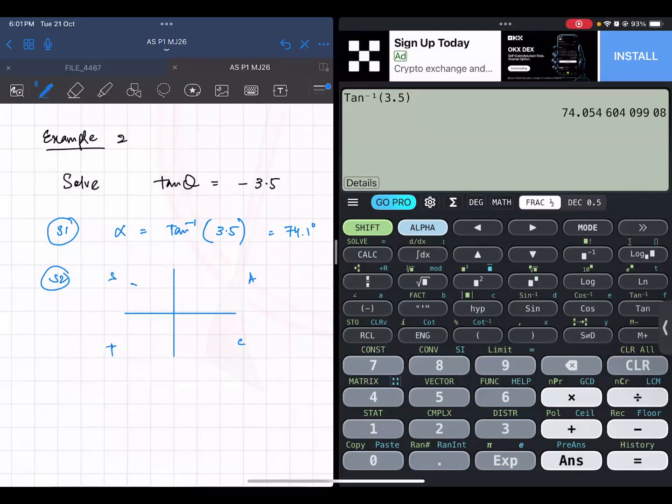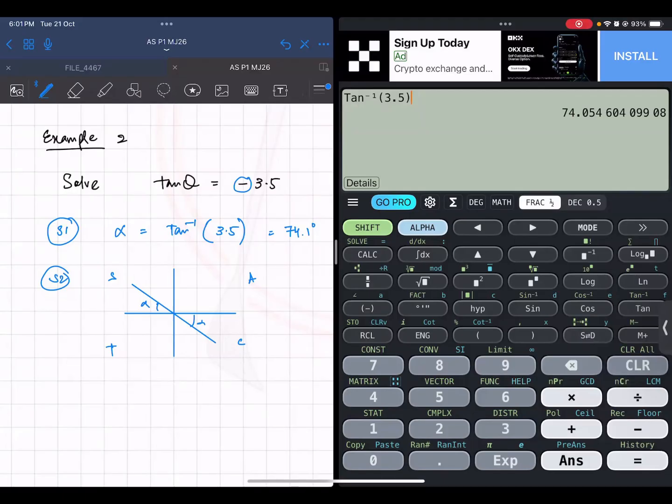So tan is negative in the second and the fourth, over here and over here, because A is all positive, T is tan positive. We only want to use the quadrants where your tan is negative, because you can see it as a negative 3.5. So that's for tan negative.